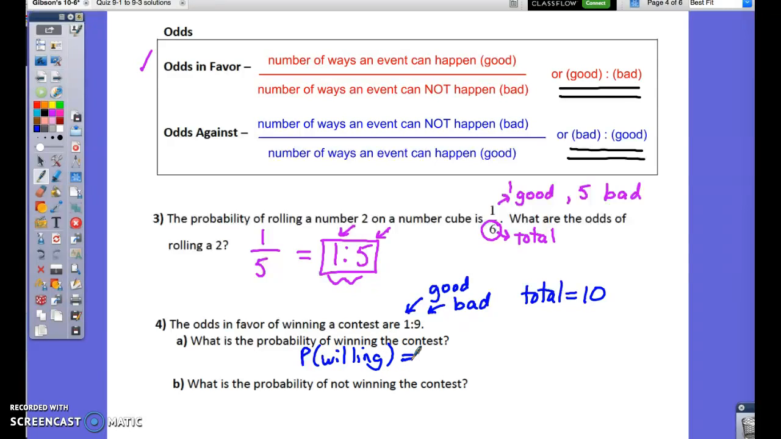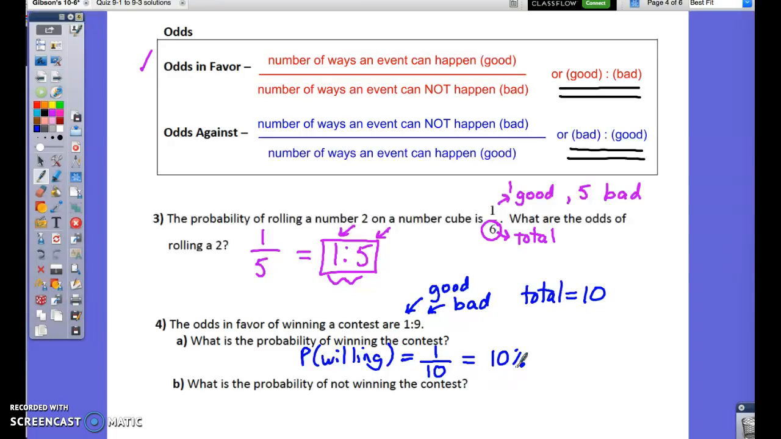The probability of winning a contest, well, again, remember the probability: it's how many ways can it happen, or how many good events are there, divided by the total number. So in this case, it would be a 1 out of 10 chance, which translated into a percent would be equal to 10%. So you have about a 10% chance of winning that contest.